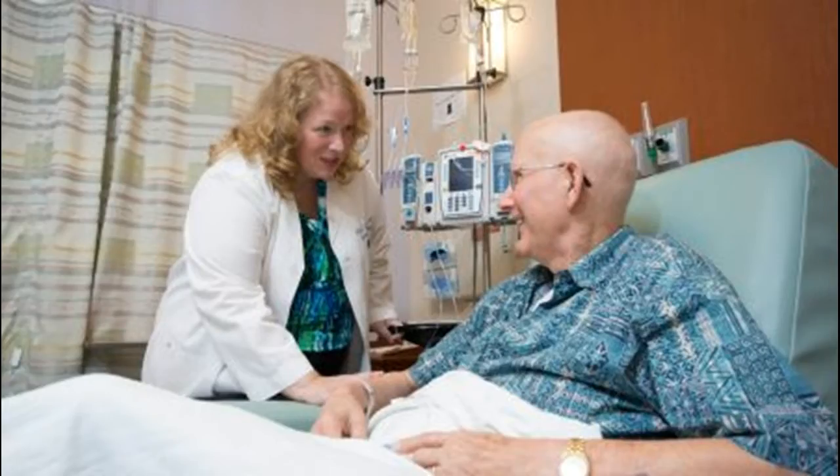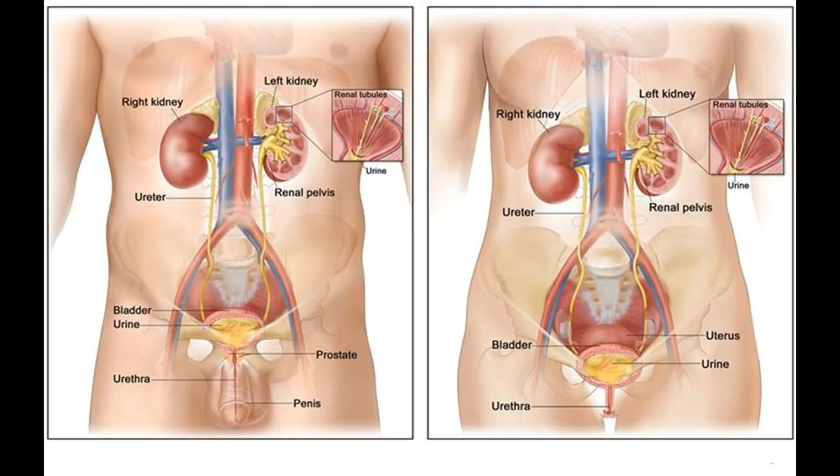Bladder cancer is a disease in which malignant (cancer) cells form in the tissues of the bladder. The bladder is a hollow organ in the lower part of the abdomen. It is shaped like a small balloon and has a muscular wall that allows it to get larger or smaller to store urine made by the kidneys.